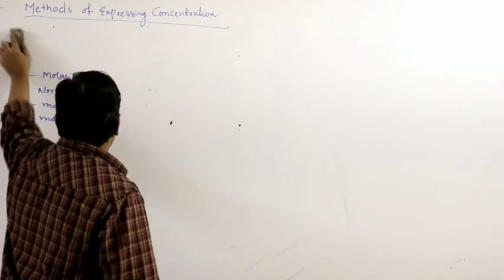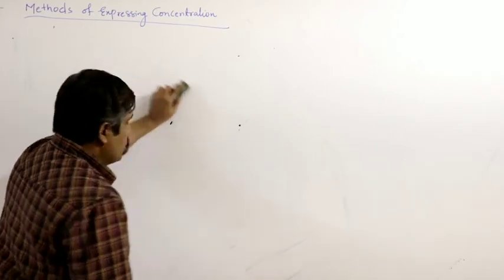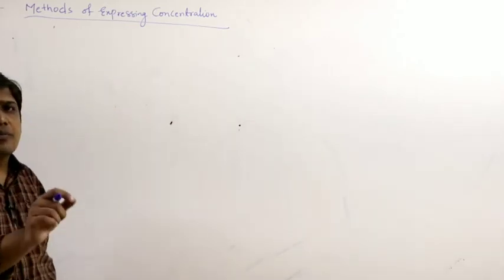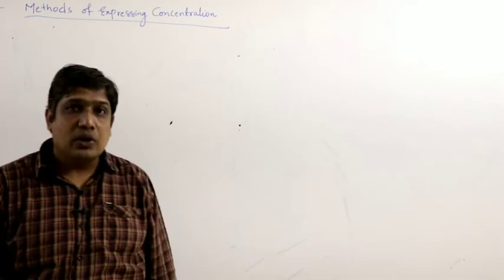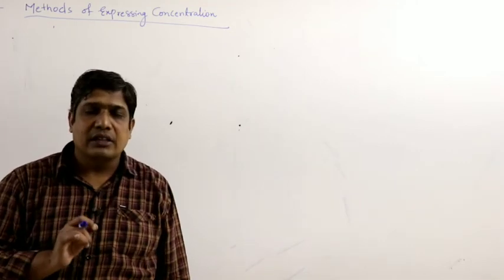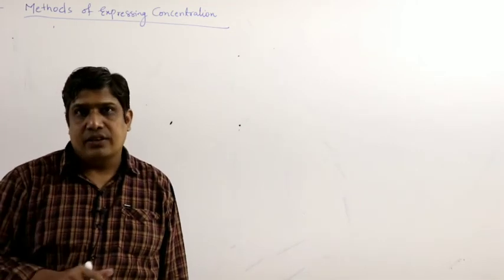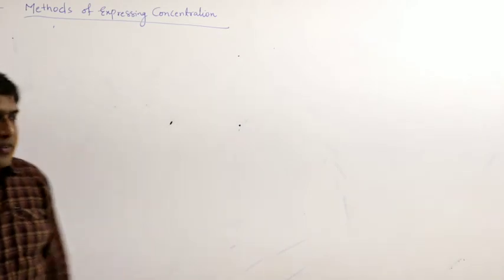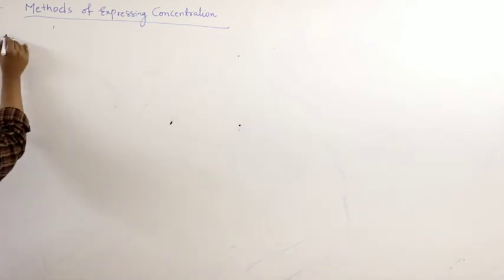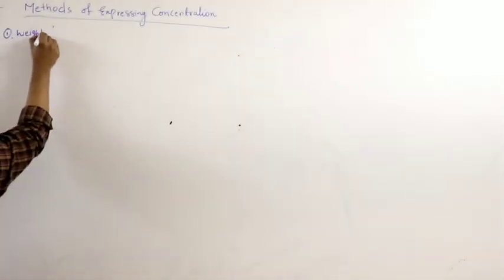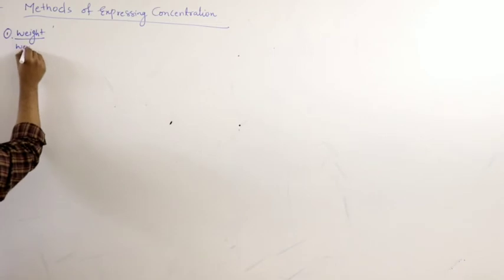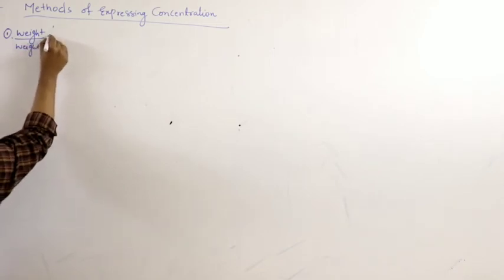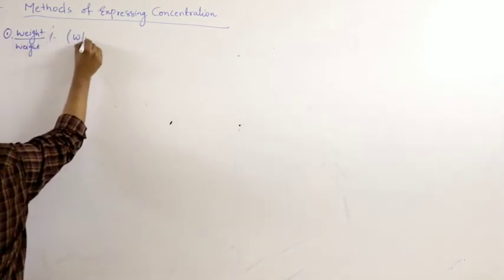Percentage is nothing but mass fraction. Total weight lo particular compound yokka weight enta. Nothing but mass fraction. Fraction of the total weight of the compound we call it as mass fraction. So first, weight by weight percentage. Simply we write W by W.